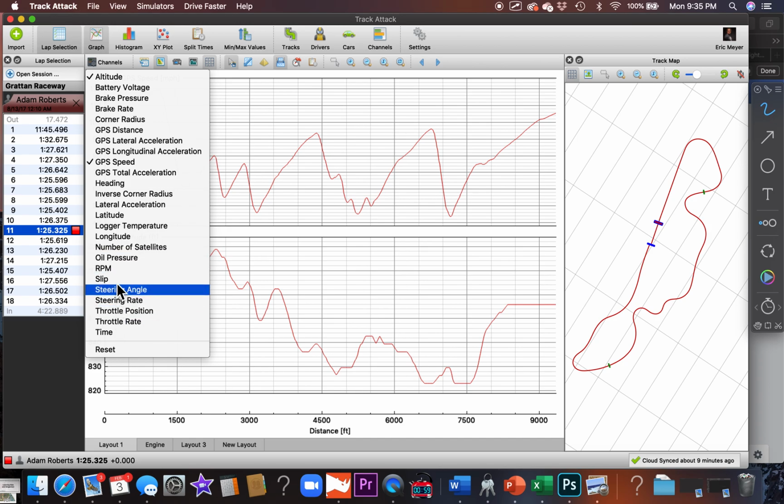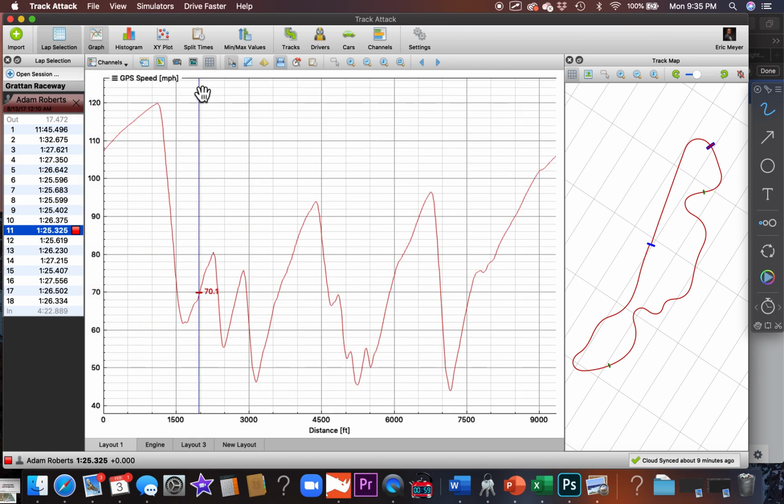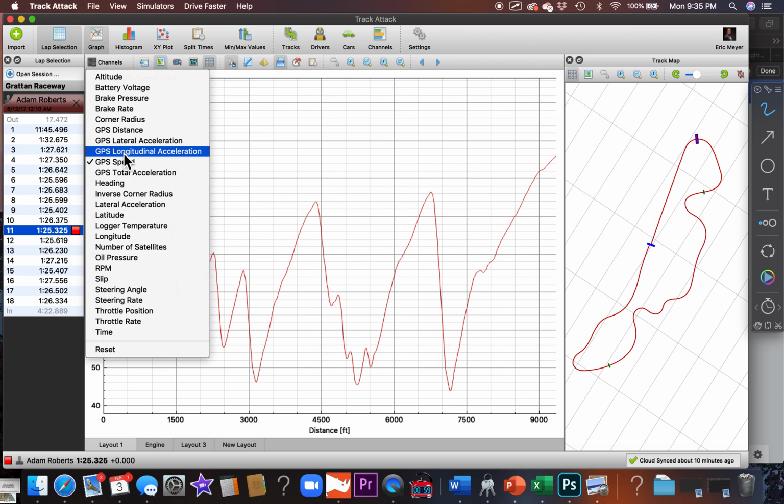There's some bunch of other crazy stuff on here too, but we're not going to get into that. We're going to get into this one, which is about 50% of what you need to know your first year playing around with this and using this track map. Track map, speed trace. Okay, I'm going to add one more. The next most important one is right here, longitudinal, and it's GPS-based longitudinal.